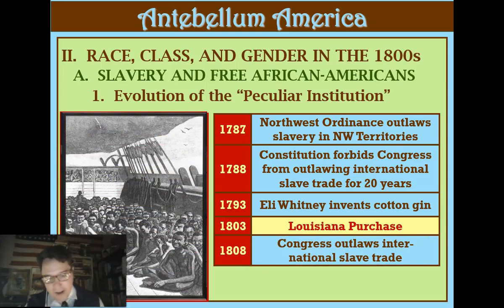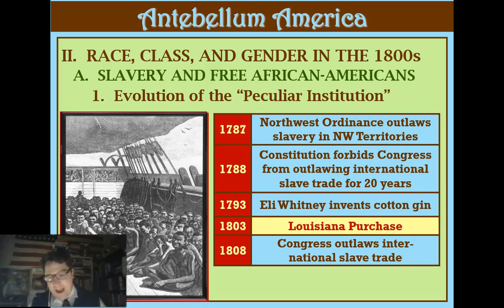Now, in 1808, as soon as the Constitution said they could, Congress did indeed outlaw the international slave trade. While this might seem like a step in the right direction for those who don't like slavery, please remember that this act didn't outlaw slavery or even the domestic slave trade. It just meant that the country would no longer import enslaved people.